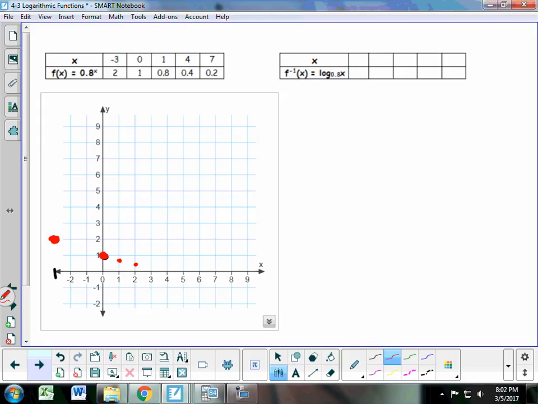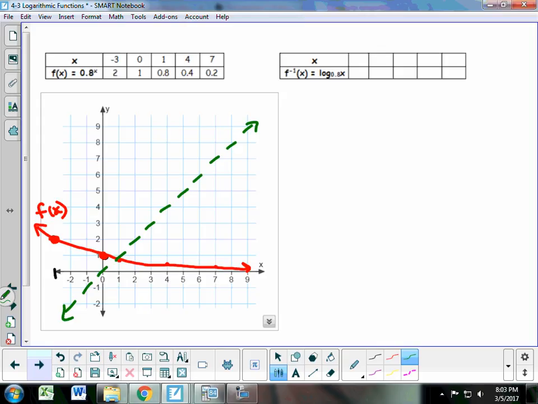Oh, no, that's wrong. That's 1, up 0.8, 4, up 0.4, and 7, up 0.2. So we've got a very gradual curve here, like so. That is f of x. All right, let's go ahead and draw in that diagonal line again. Make it dashed because it's really not part of what we're graphing.